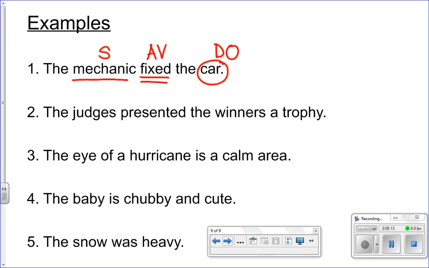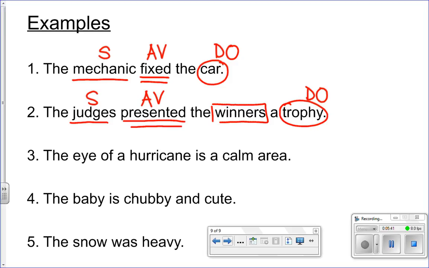In number 2, judges is the subject, presented is the verb. Presented is an action verb. Let's find the direct object. The judges presented what? Trophy is the direct object in this sentence. Now there is a noun that falls between the action verb and the direct object, so we should see if there's an indirect object. The judges presented a trophy to whom? Winners is your indirect object.